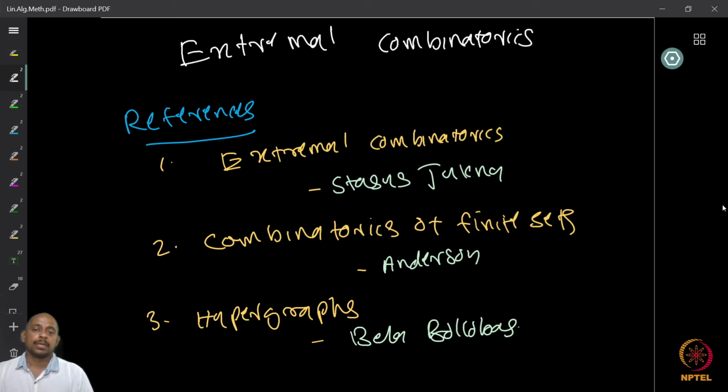Then Combinatorics of Finite Sets by Anderson is a short book on extremal combinatorics, and then there is also a book Hypergraphs by Bollobás. Now hypergraph may be a misleading term, because a hypergraph is not really a graph. As we mentioned very briefly in our graph theory parts, hypergraphs are basically set systems which we want to call graphs just to look at some related questions. So therefore hypergraphs are basically set-related questions, and it's basically extremal set theory.